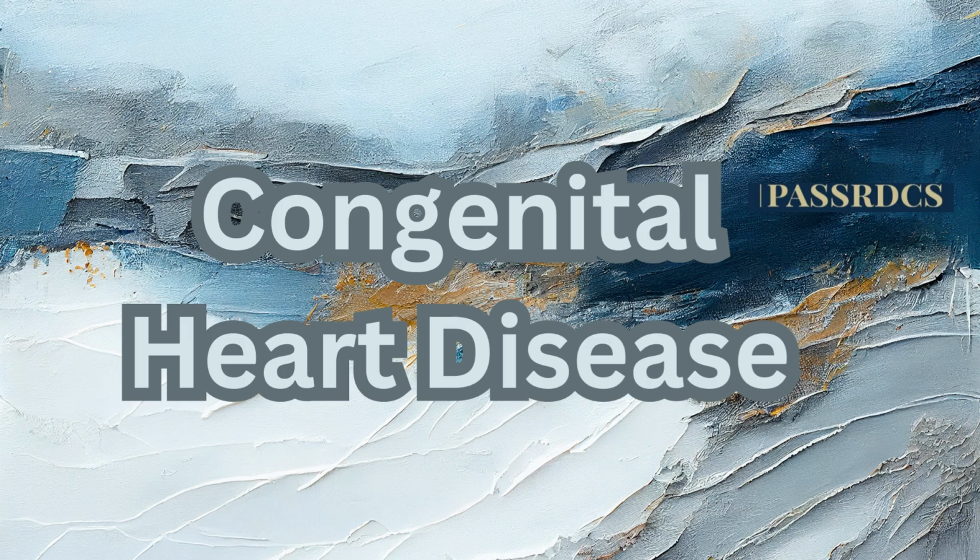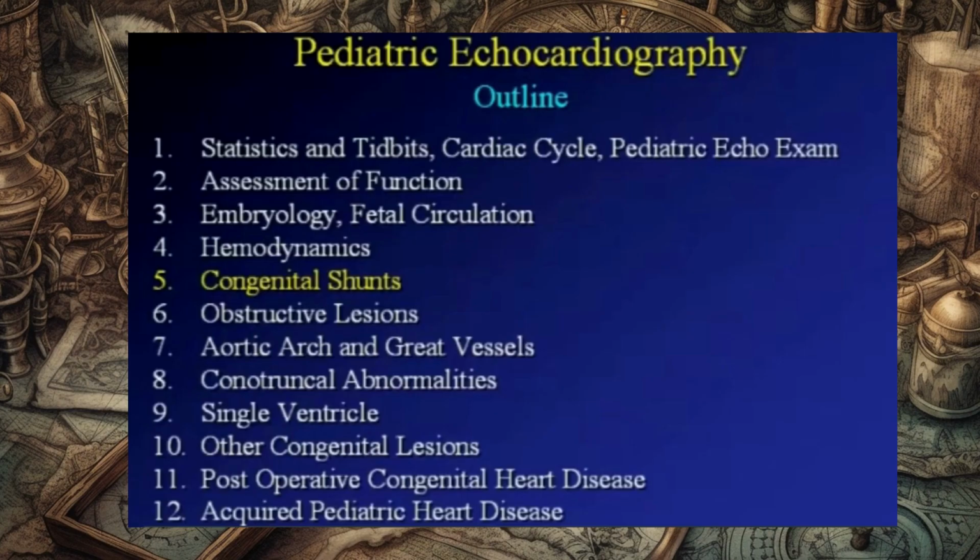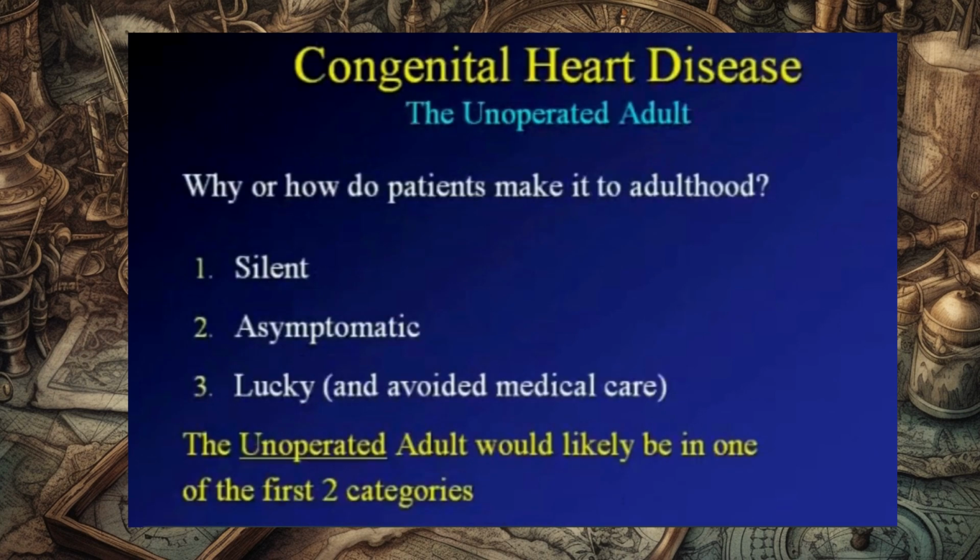We'll now begin to talk about some of the echocardiography in various types of congenital defects. We'll begin with the congenital shunts, and first a few opening thoughts about some of these defects.